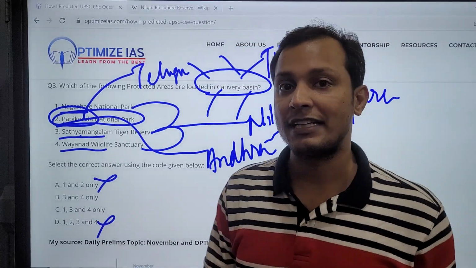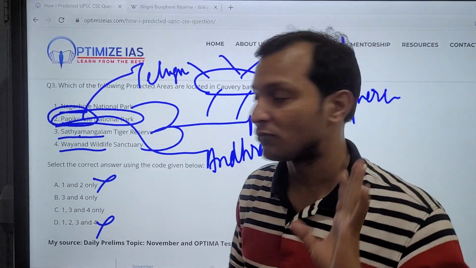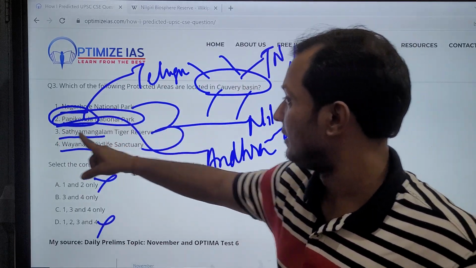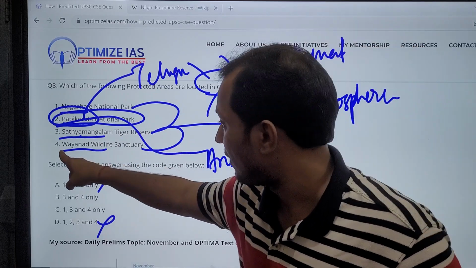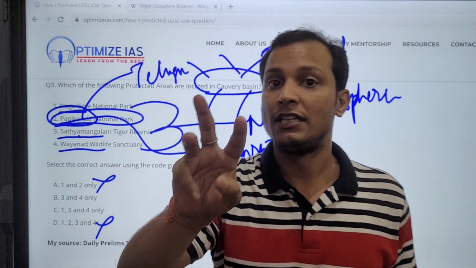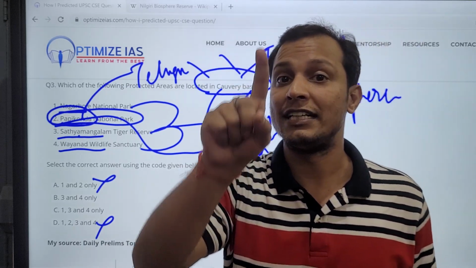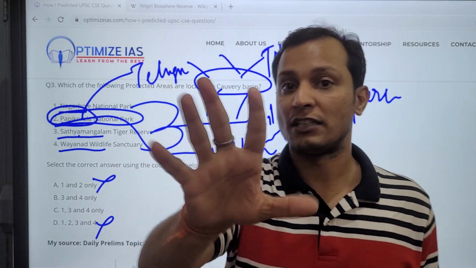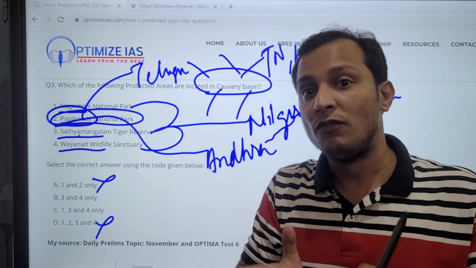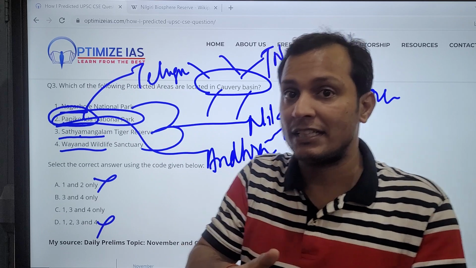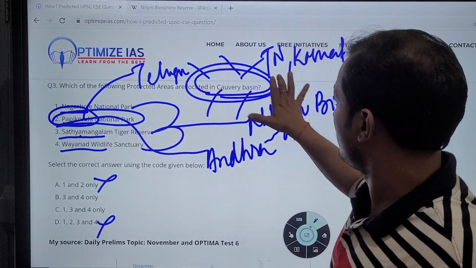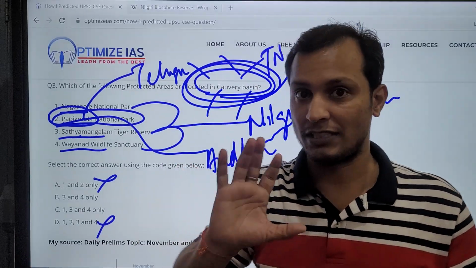And one more thing I can observe is that Nagar Hole National Park, Satyamangalam Tiger Reserve, and Wayanad Wildlife Sanctuary, all these three together belong to the Nilgiri Biosphere Reserve. So there is a high chance that all these three will be located in the Kaveri basin. I'm saying high chance.